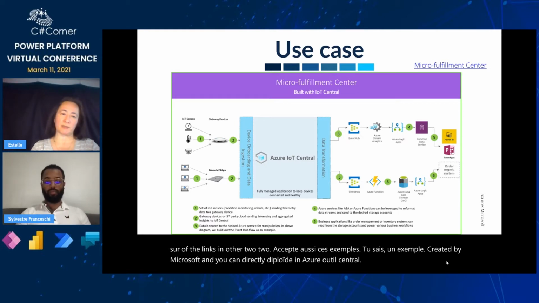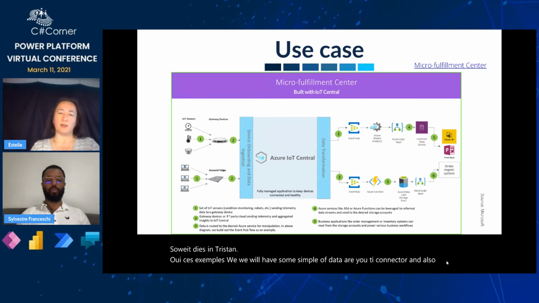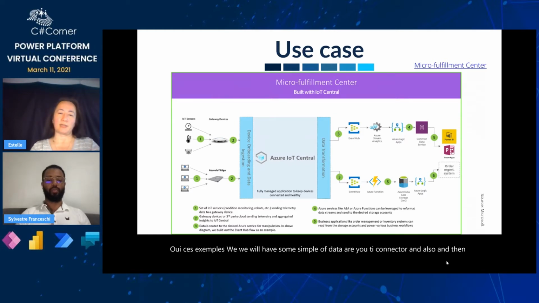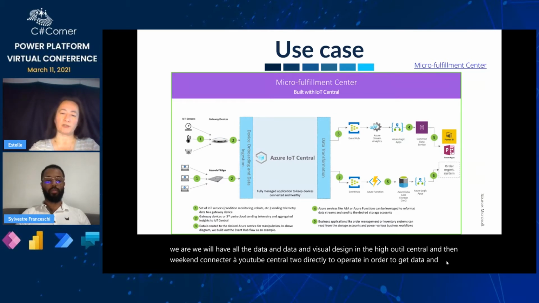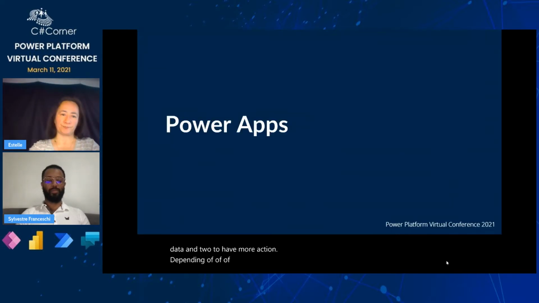What is interesting with this example is that we will have some sample data through IoT connectors and also an IoT Edge architecture. Then we will have all the data and visualize it in Azure IoT Central, and then we can connect IoT Central directly to our Power Apps in order to get the data and to have more actions depending on the value of the data.